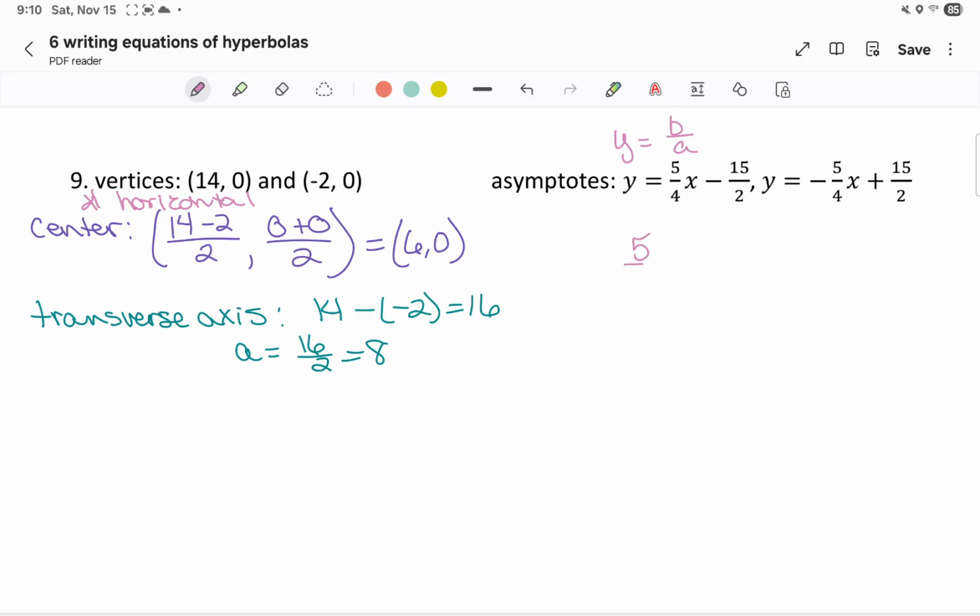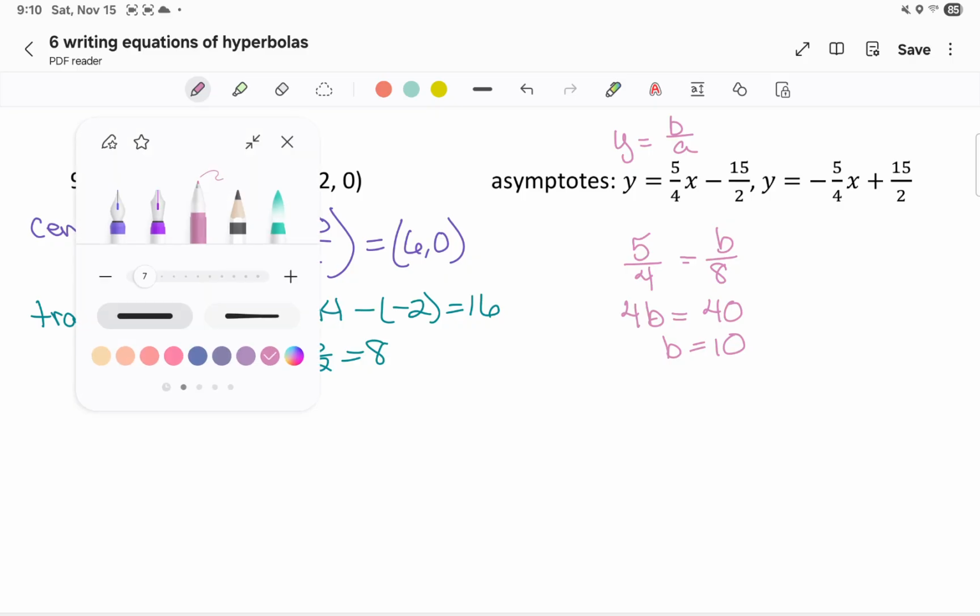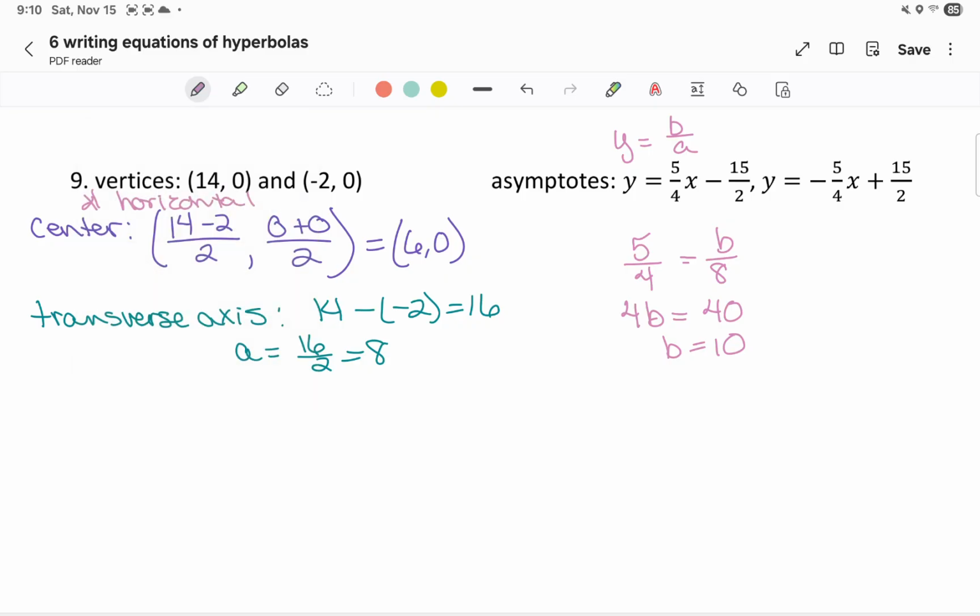So since we have 5 over 4, and we know that a is 8, we just need to find an equivalent fraction. So to find b, we could just do cross multiplication. So 4b equals 40. So b equals 10. And so that gives us what b is. So we should be able to write our function from here.